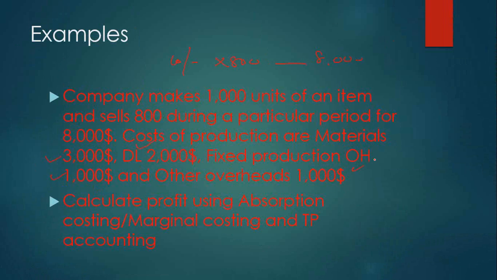Right. So now I'm going to use this example to show you the profit under three accounting methods: absorption costing, marginal costing, and throughput accounting. Okay?